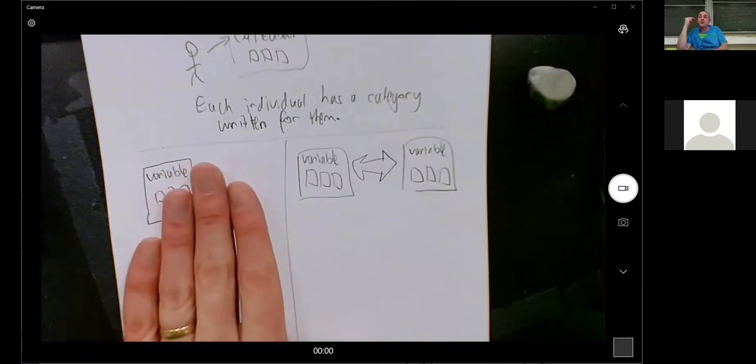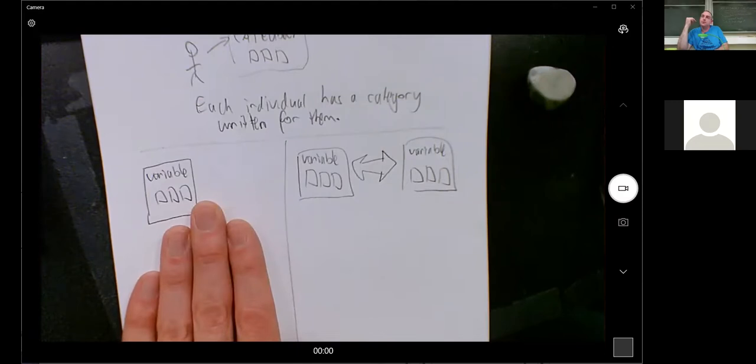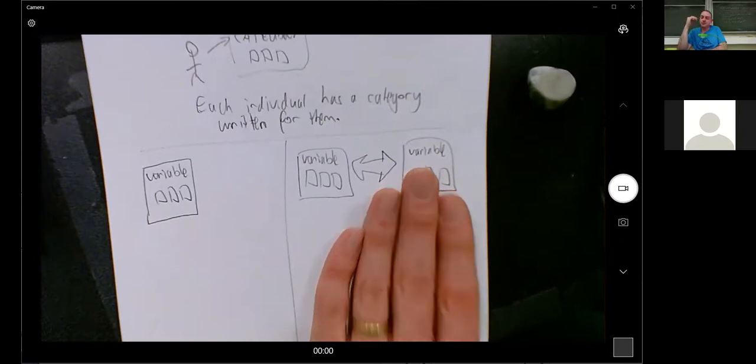So this kind of question is what the chi-squared goodness of fit test is for. And this kind of question is the chi-squared test for association or independence. Just chi-squared test usually is what they call it.